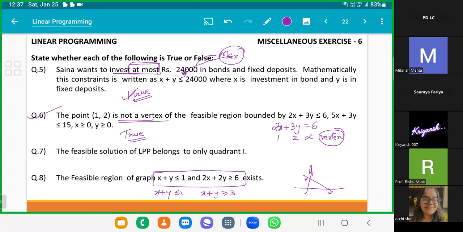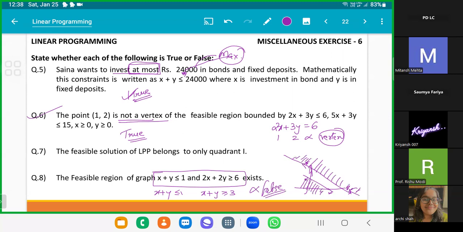less than equal to 1, and we have 0, 3, 3, 0. Right? So we have a line this way. It will move away from the origin. Right? So what will be the answer in this case? Will it be quadrant 1 only? Because ये तो नीचे जाएगा and this will go up, and it can go in any of the quadrants. Right? So this will be nothing but a false statement.